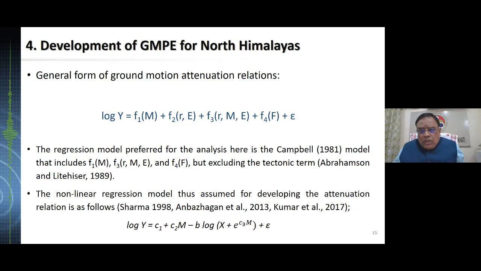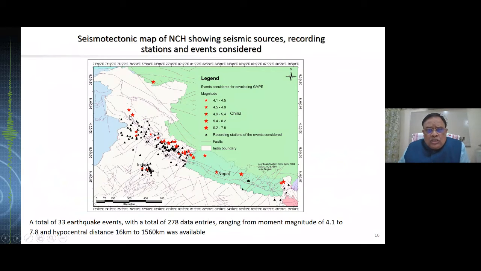As I just told you, I'll repeat what I showed you. These are the events we have considered, a total of 33 earthquake events with a total of 278 data entries, ranging in moment magnitude from 4.1 to 7.8. This is for the North Central Himalayas. Please note the seismotectonic map of the North Central Himalayas showing all the faults as well as the events. You can see most of the events are in the foothills of the Himalayas. We used the available hypocentral distances of 16 kilometers to 1560 kilometers.